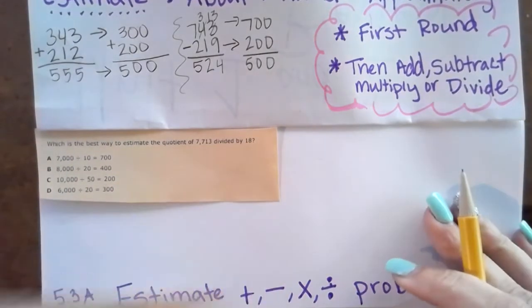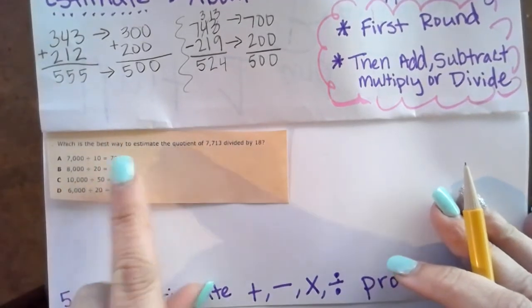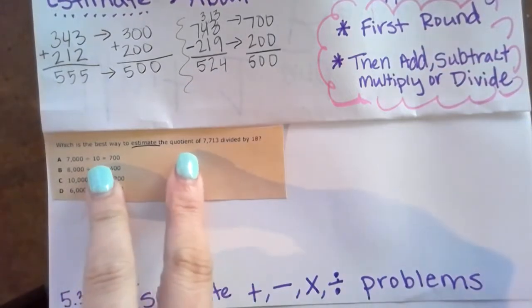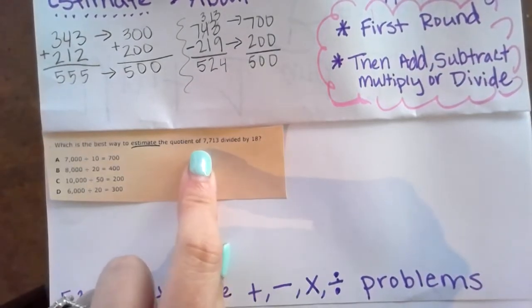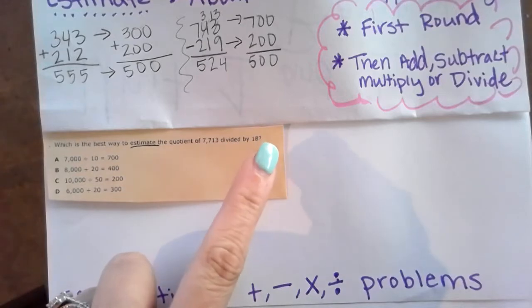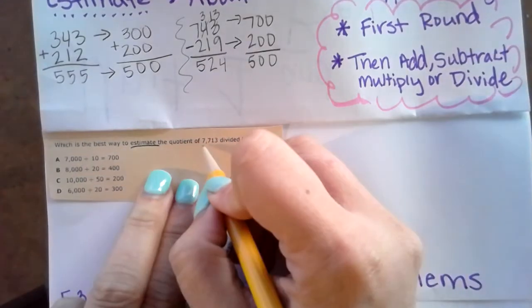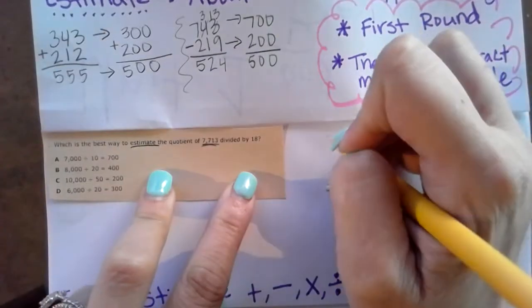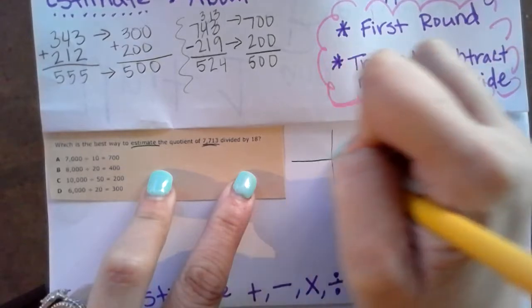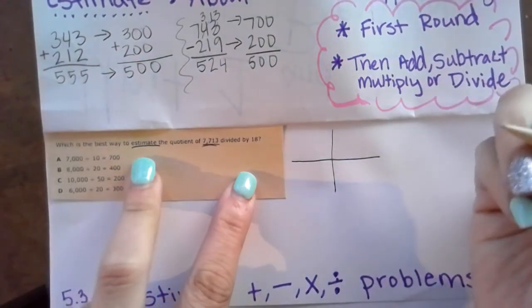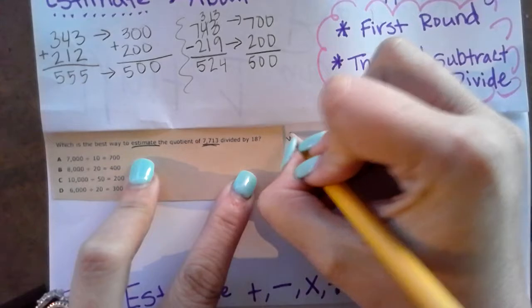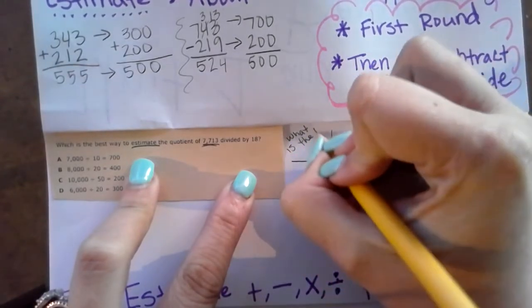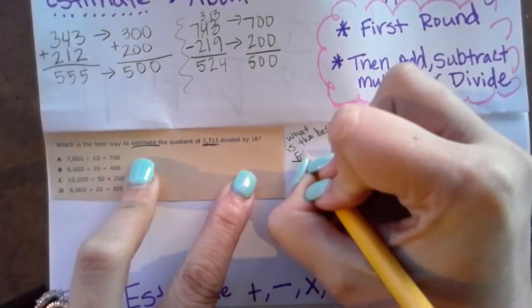All right, so let's look at the first one. It says, which is the best way to estimate the quotient of 7,713 divided by 18? Okay, well, if I estimate this number, and even if I did RIPS, right? Not difficult to do RIPS there. What is the best estimate?